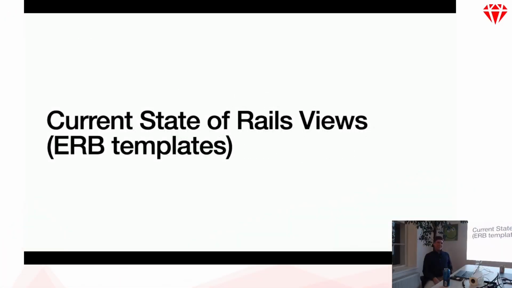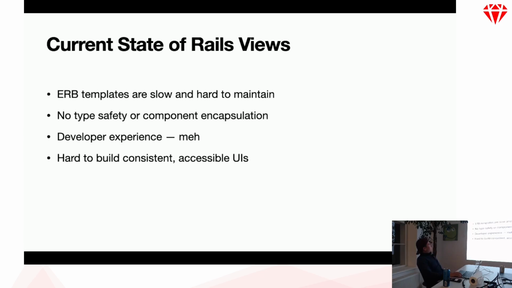There's been a whole thing about the Rails front end system that's been a big hot topic with what's been going on with Phoenix. I don't want to get into politics of this, but ERB templates are like an old sweater you keep on wearing. You're familiar with it, it's full of holes. They're a little slow, hard to maintain. There's no type safety or component encapsulation, and the developer experience is kind of meh.